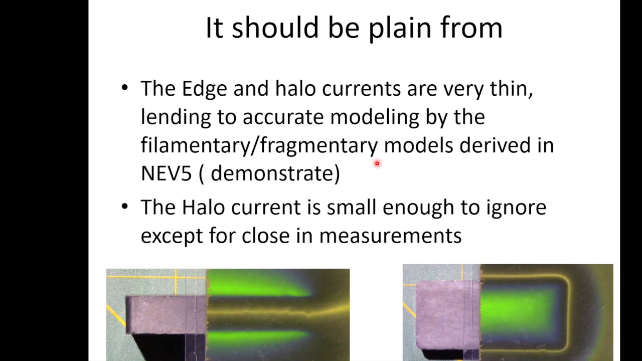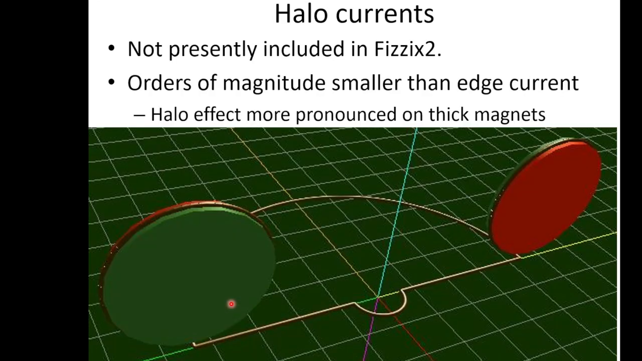Okay, so it should be plain from what I've demonstrated that the edge current and the halo current are pretty much all you need. But the halo current is so small that you pretty much can ignore it for just about everything except for close-in measurements like we demonstrated with the ball bearings. And in fact, what we do in the physics software, you can see you can turn on the edge currents here. We actually represent the edge currents as a filamentary conductor using the exact same model that we use when we look at copper wires. No need to reinvent the wheel.